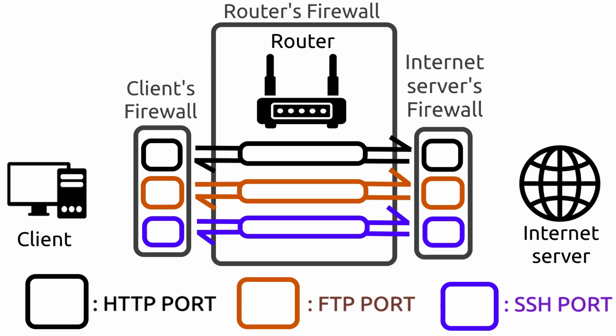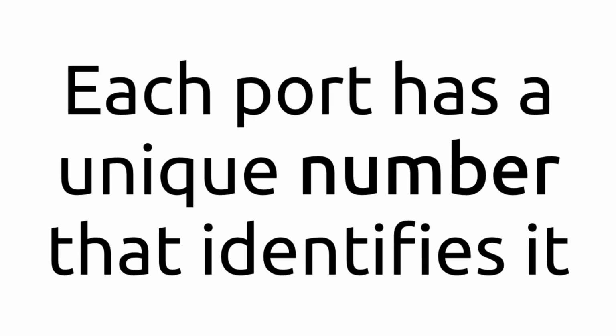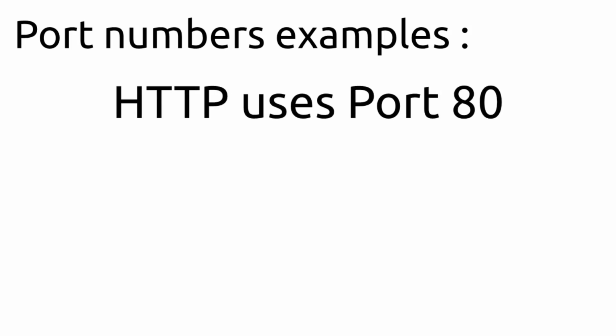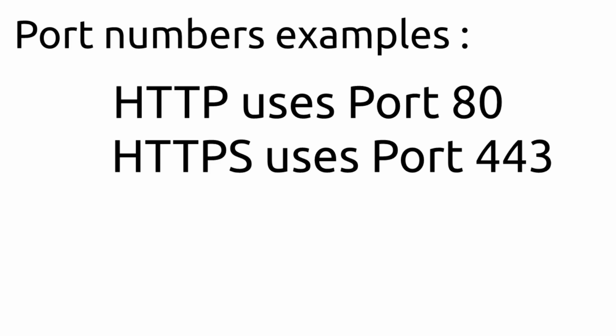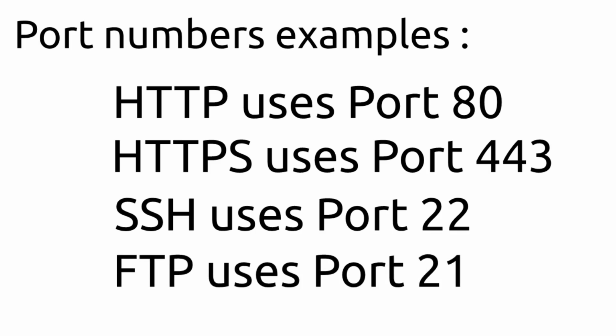Here is an example of a client connecting to an internet server using a router. We will explain the firewall part later in the video, so you can ignore that for now. You can see that each device on here has ports: the client, the router, and the internet server. I have only shown 3 ports here, but there are many others. There's more than 40,000 of them. Each port has a unique number identifying it. Examples of common ports include HTTP, port 80, HTTPS, port 443, SSH or Secure Shell, port 22, FTP, port 21.